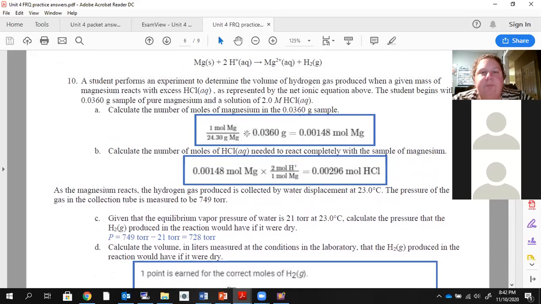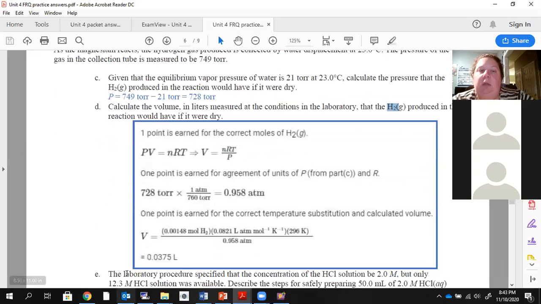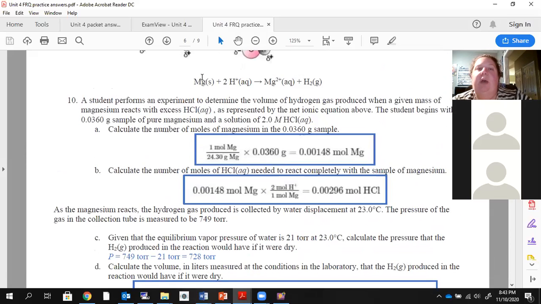Okay, so in this equation, we found the number of moles of magnesium at the beginning in part A. But in part D, we're talking about hydrogen gas, H2. So all of the information in this PV=nRT needs to be about H2. So I need to figure out how many moles of H2 I have to be able to find that volume. If I know how many moles of Mg I had, I can see that that's a 1-to-1 ratio with the hydrogen. Okay. So it would have the same number of moles of H2 gas.